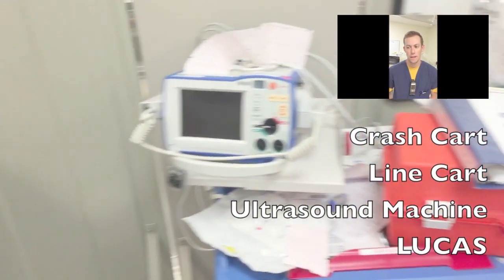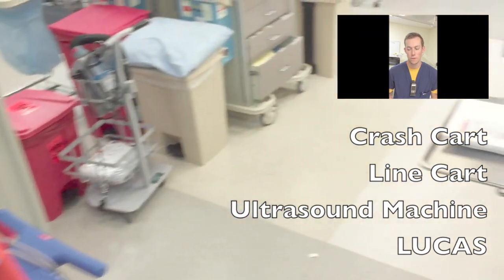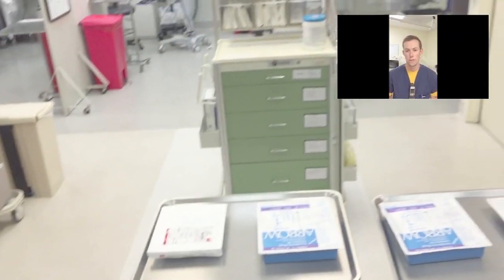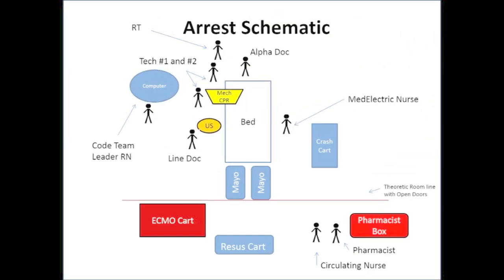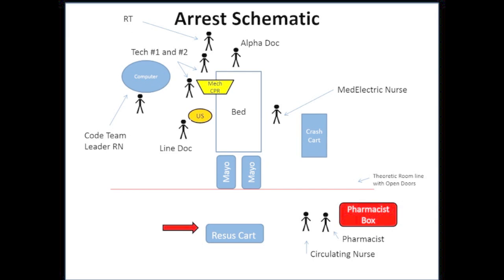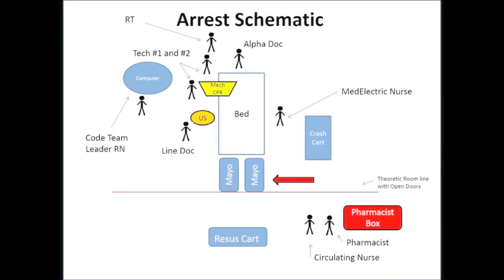Before the patient comes in, I'm going to prep the room. So that's going to have the line cart and the crash cart. We're going to have our ultrasound machine. We're going to have our Lucas for chest compressions, and we're going to coordinate with RT if there's an intubation that needs to be done. So this means we got to put these things in the right place. Now look at this schematic a little closer. Here's the crash cart, here's the resuscitation cart, and the Mayo stands are where we put the lines.